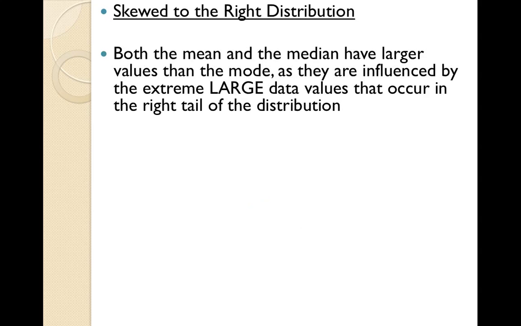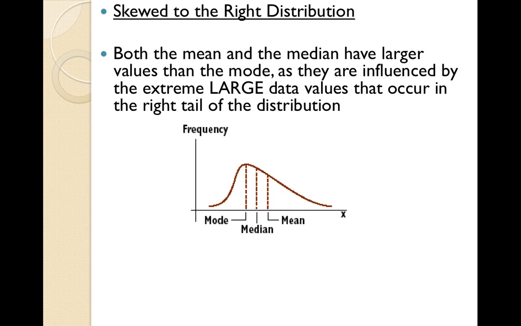Okay, let's look at the exact opposite, the skewed right distribution. The mean and the median have larger values than the mode. So here we go again, looking at a distribution where numbers are listed in ascending order from left to right. And again, the mode is the data value that's got the greatest frequency. So the highest peak of this distribution represents the mode. Now, the mean and the median are both larger than the mode, because they are influenced by large data values that occur in the right tail.